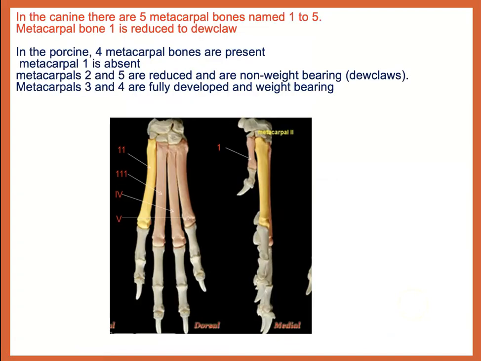In canine, we have 5 metacarpal bones, right? You can see now 1, 2, 3, 4, and this is number 5. Usually number 5 is reduced and known as the dewclaw. In a pig, we have 4 metacarpal bones, right? Because the first one is usually absent, then we have 2 and 5 reduced, and 3 and 4, the developed ones, are weight bearing. So 3 and 4 in the pig are the main ones, similar to the bovine. 2 and 5 are reduced, but in case of bovine it was only number 5.